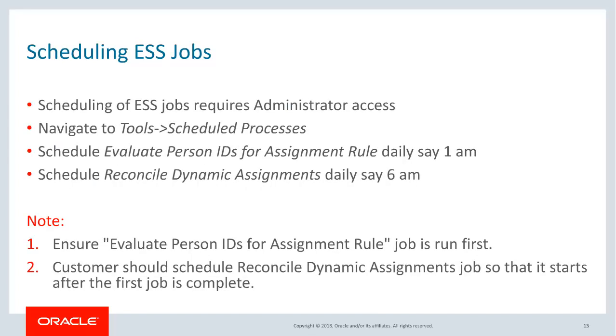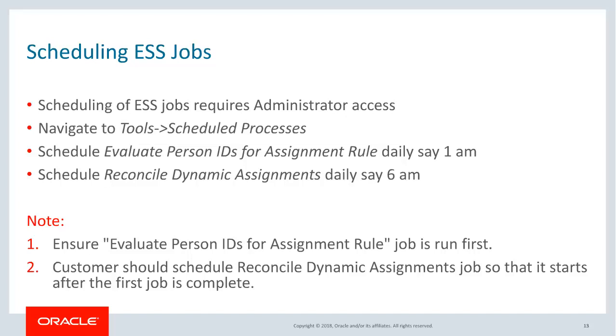Scheduling of ESS jobs requires administrator access. Navigate to Tools, Schedule Processes. Schedule the first job, which is Evaluate Person IDs for Assignment Rule, to run daily, say at 1 a.m. Next, schedule the Reconcile Dynamic Assignments ESS job to run daily, say at 6 a.m.